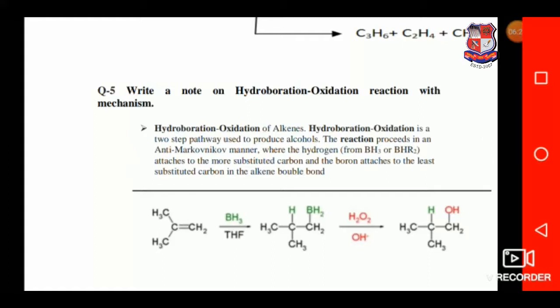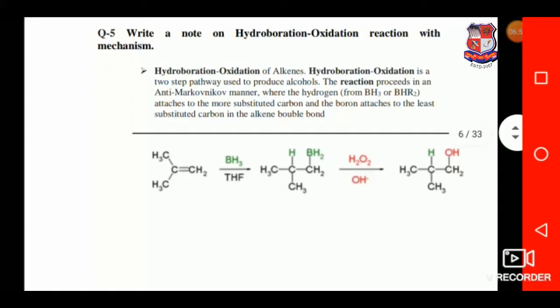Hydroboration oxidation of alkenes is a two-step pathway used to produce alcohols. The reaction proceeds in an anti-Markovnikov manner, where the hydrogen from BH3 or BHR2 attaches to the most substituted carbon and boron attaches to the least substituted carbon in the alkene double bond. This is a practical illustration as an example.